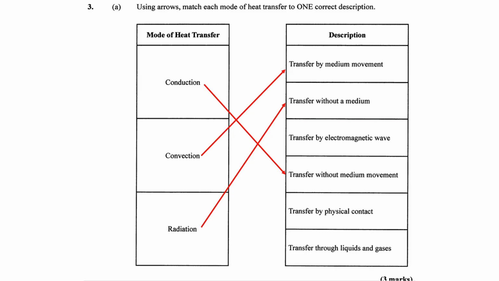The question said you do only one, but I'll just show you other correct answers that are also acceptable. Conduction could also have been matched to transfer by physical contact. Convection could have also been matched to transfer through liquids and gases. And radiation, that could be matched with transfer by electromagnetic wave.